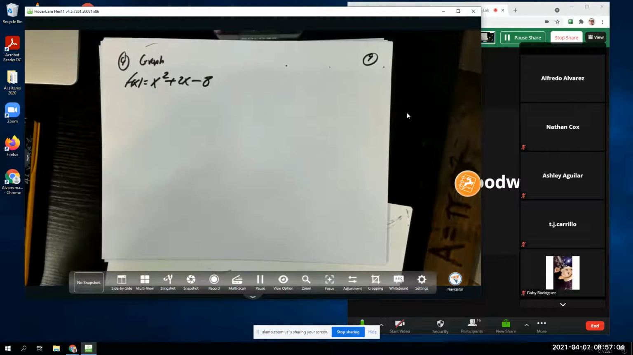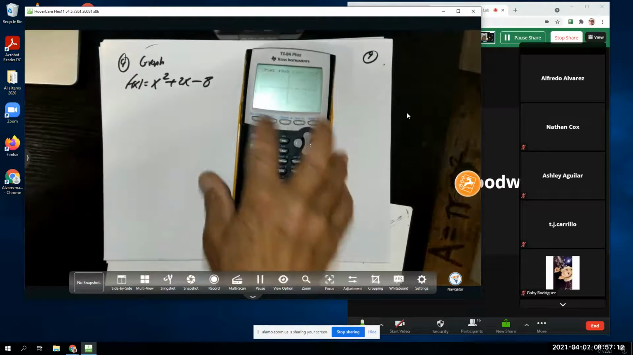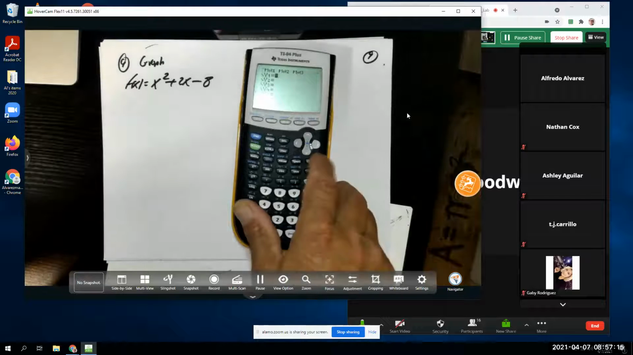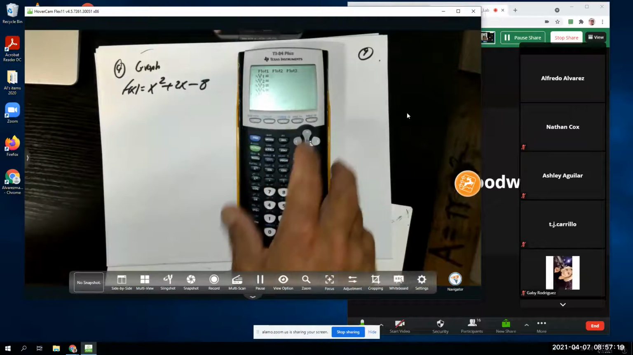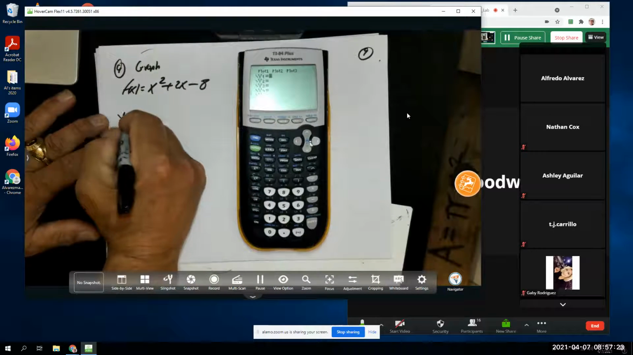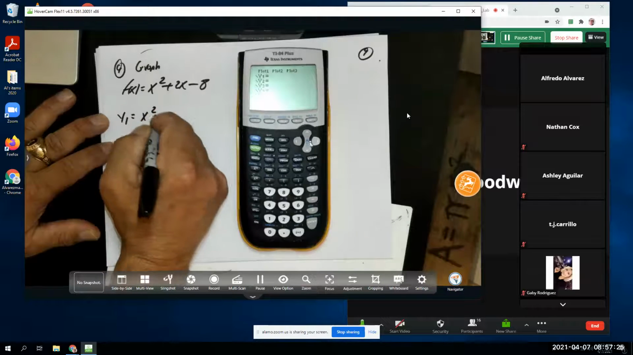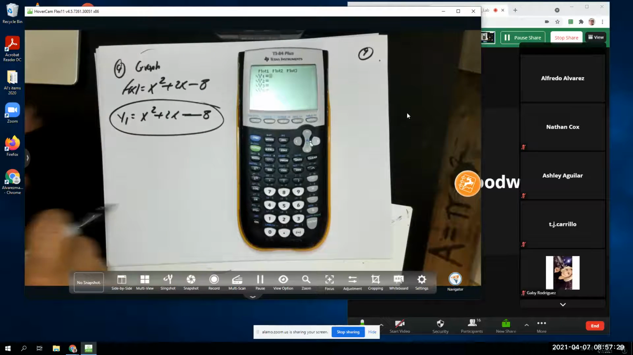Okay, so let me see if I want to change my windows or not. Nah, I'll just leave it like it is. Ready? So go back to y and clear it. Make sure there's nothing there. So we're going to put this right here on my calculator: x squared plus 2x minus 8. Let's put all this in my calculator and graph.